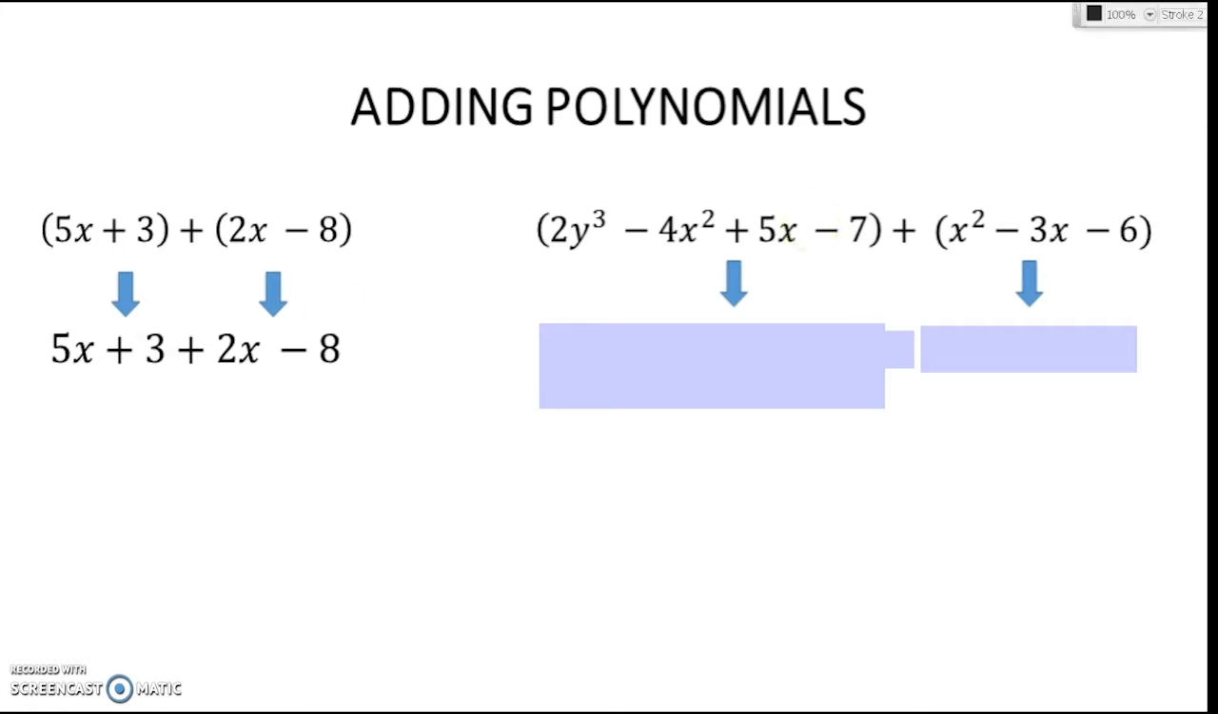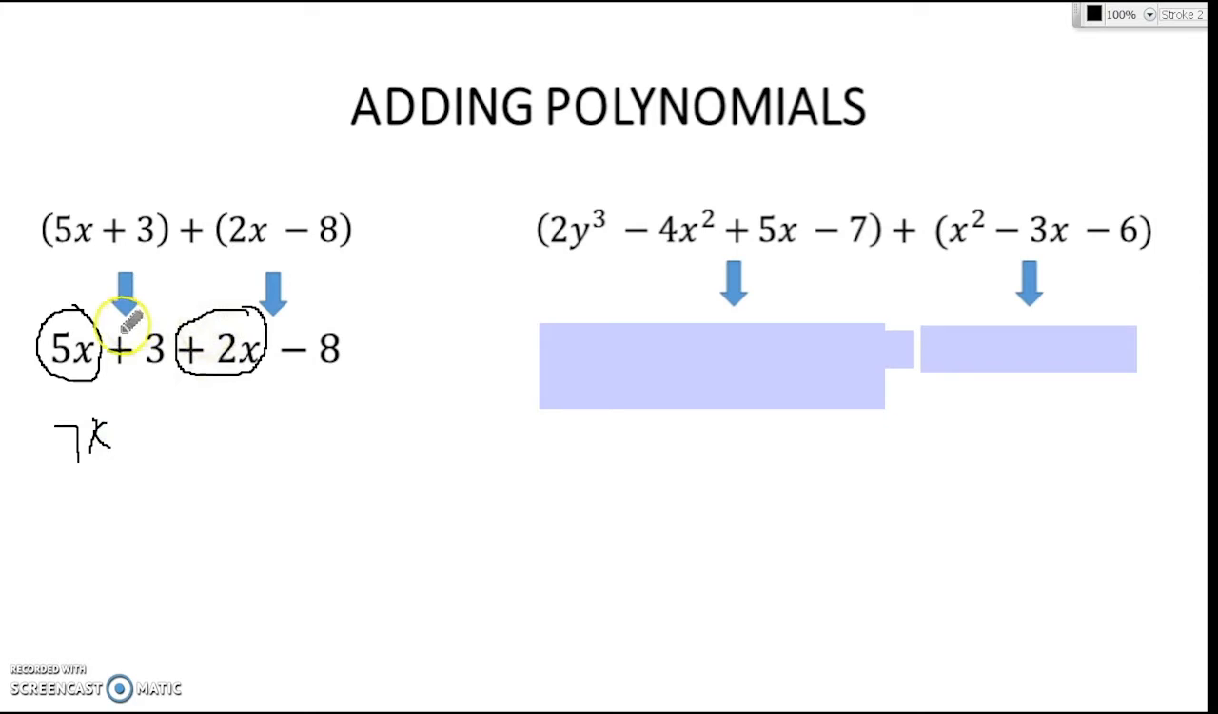Now for me, I always like to draw circles or something around my terms so I don't forget or leave any of them out. And I always make sure to include the sign in the front, because that sign stays with that term. So if I have a 5x plus a 2x, that's going to give me 7x.